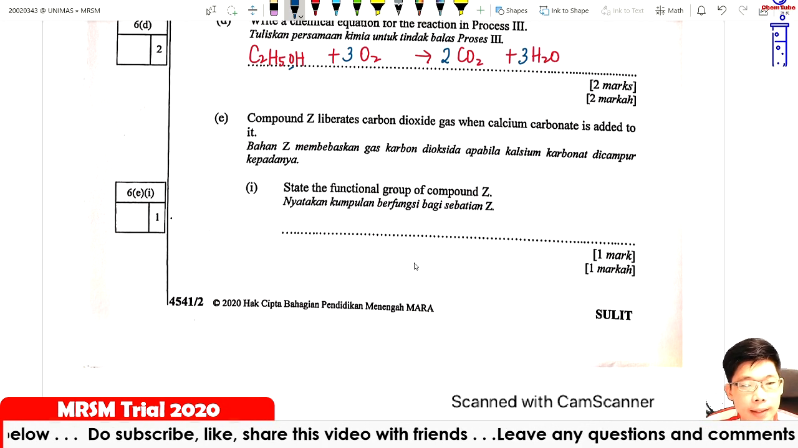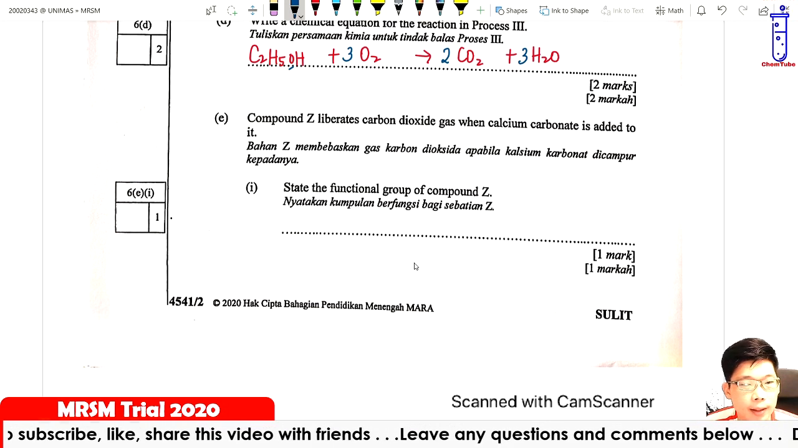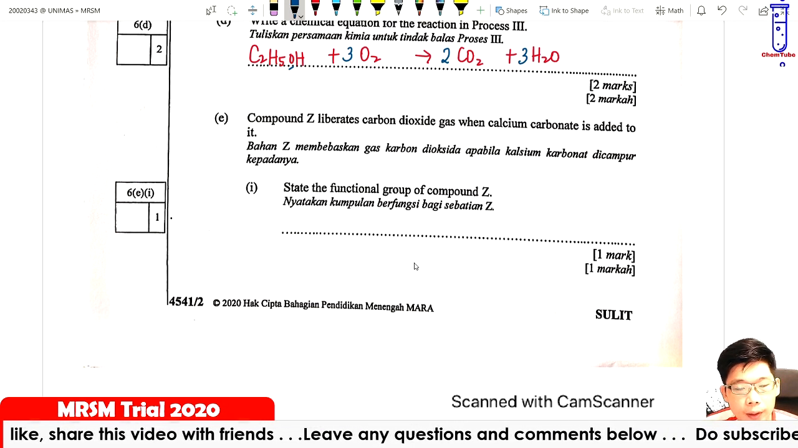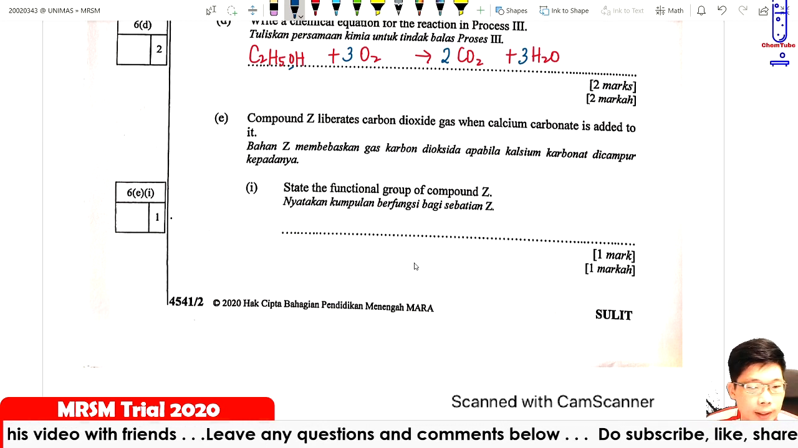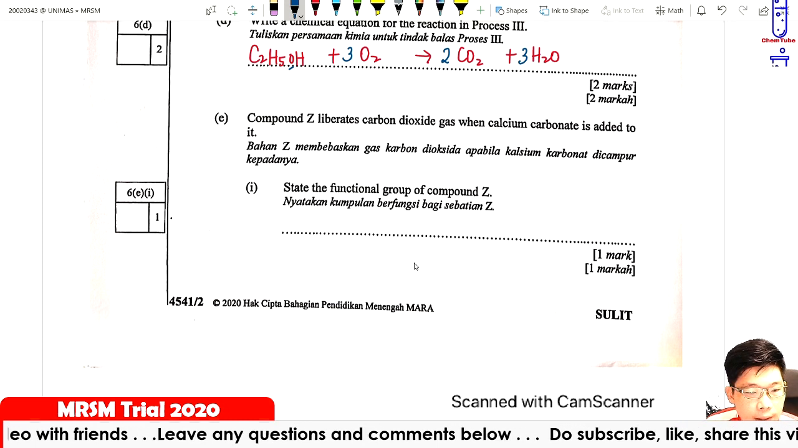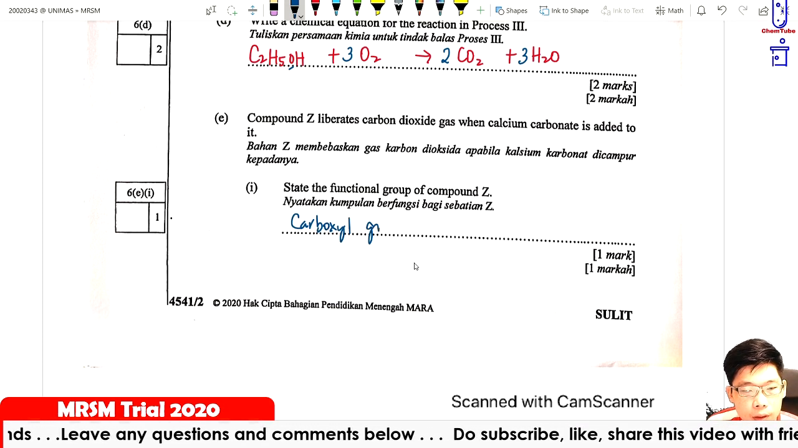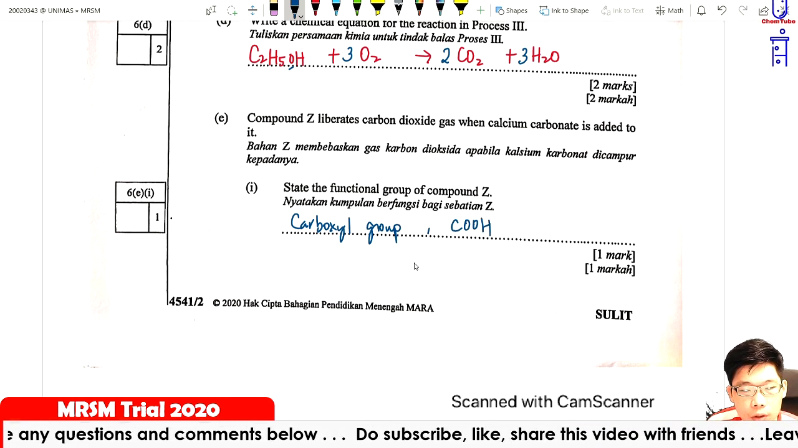Okay, compound Z liberates carbon dioxide gas when calcium carbonate is added to it. State the functional group for compound Z. So compound Z is a carboxylic acid, right? So it's a carboxyl group. Okay, you can write COOH.